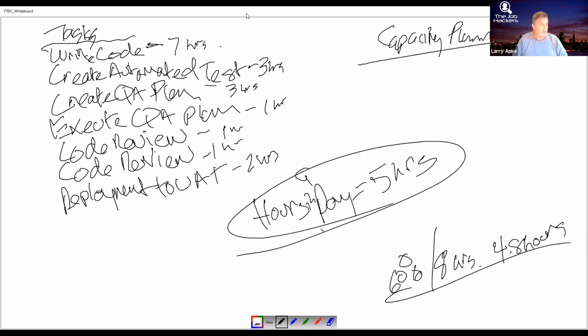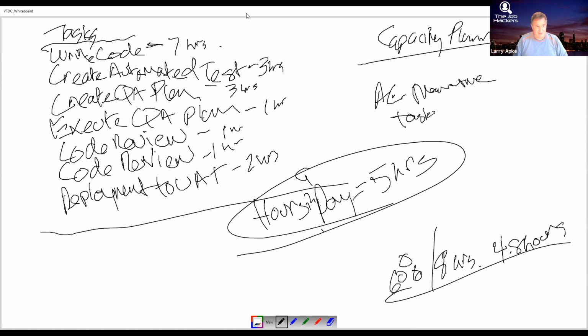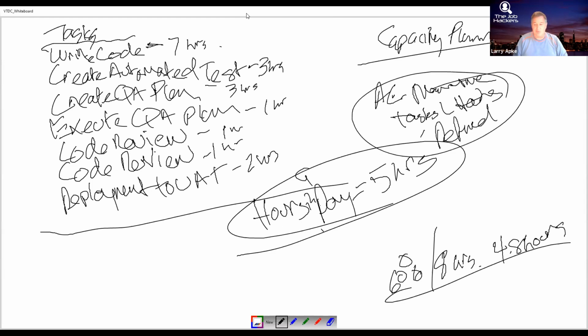That's our first estimate. And once we've done that for that story, right, we've done the acceptance criteria, the narrative, and in this case the optional tasks and hours, that story is done in the sense of it is now refined. It's not done, it's refined. It is ready to plan.